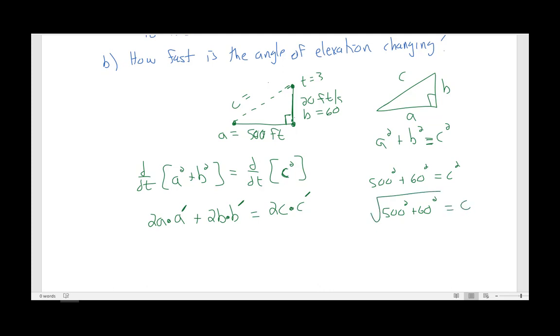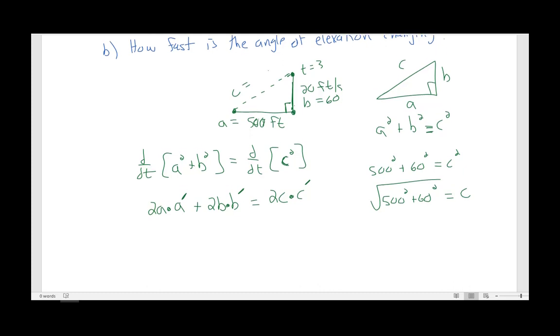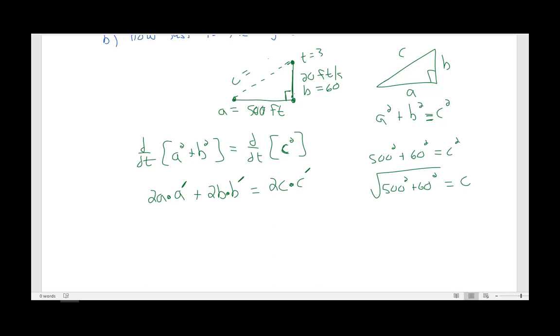Then whatever 500 squared plus 60 squared is, I'm going to square root that and get C. I'm not going to bother to work out that number yet. Whatever that number is, that is my C value. So what are my other quantities? I know C, looking for C prime. I know B, we found that out, B was 60. B prime, I was told, is 20 feet per second. We know A is 500 feet. And then what is A prime?